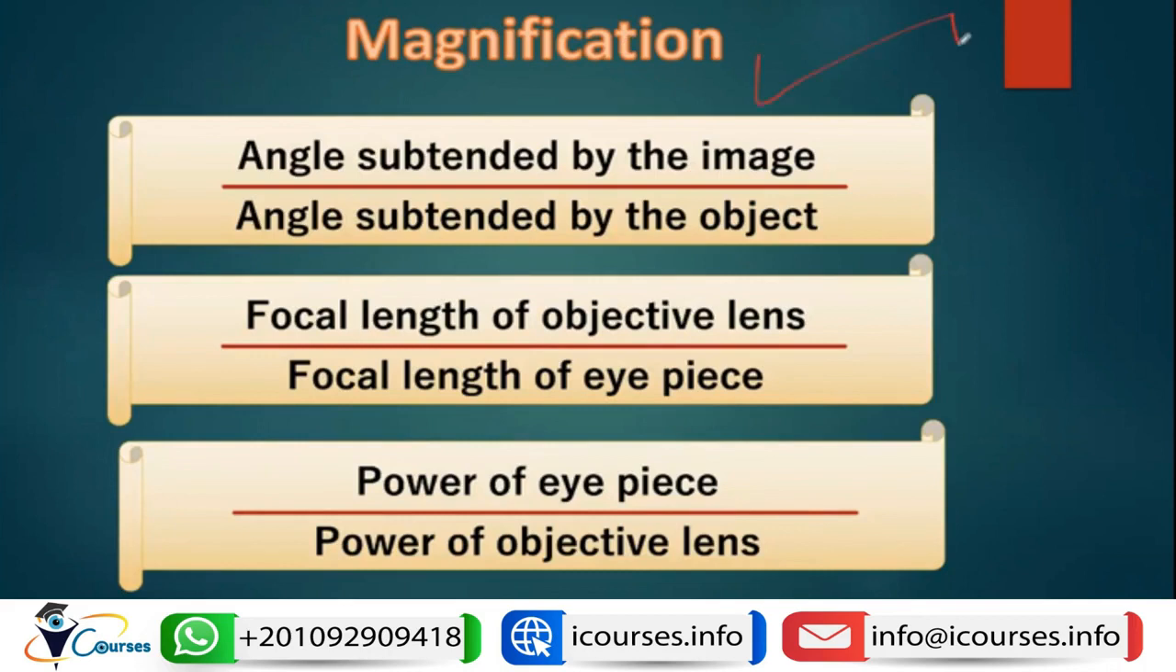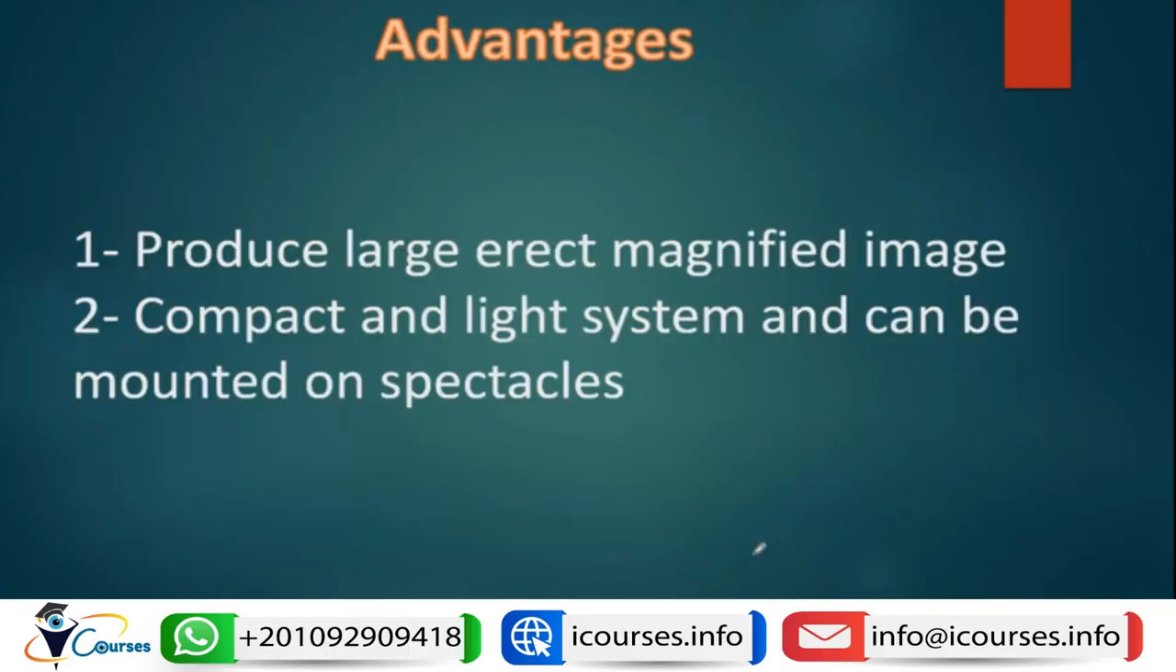The magnification again follows the same rules: it is the angle subtended by the image over the angle subtended by the object, or the focal length of the objective lens divided by the focal length of the eyepiece, or the power of the eyepiece divided by the power of the objective lens. So what are the advantages and disadvantages of the system?